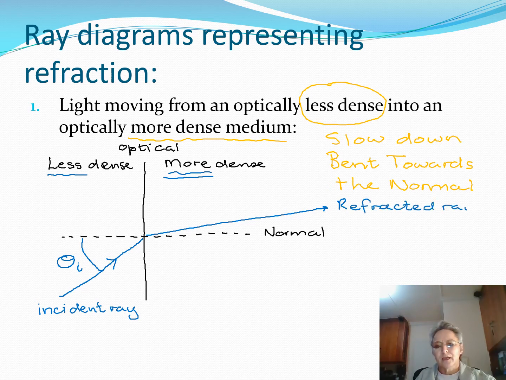And the angle between the refracted ray and the normal is not called the angle of reflection, but the angle of refraction. So this is the ray diagram where light moves from an optically less dense to an optically more dense medium. And your angle of refraction is smaller than the angle of incidence.